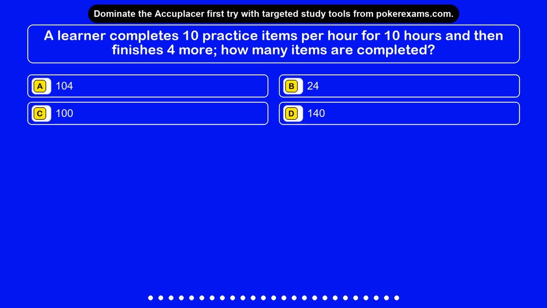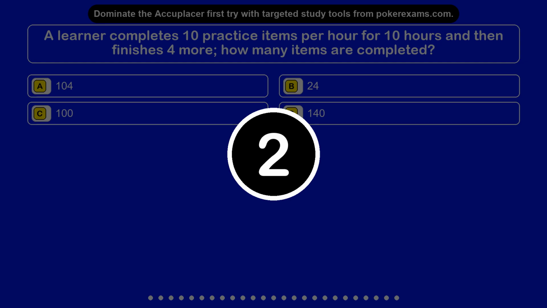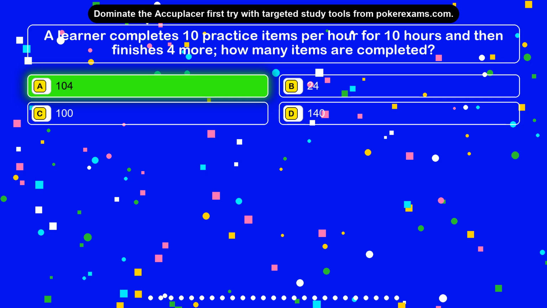Question 8. A learner completes 10 practice items per hour for 10 hours and then finishes 4 more. How many items are completed? Option A, 104. Option B, 24. Option C, 100. Option D, 140. The correct answer is option A, 104.